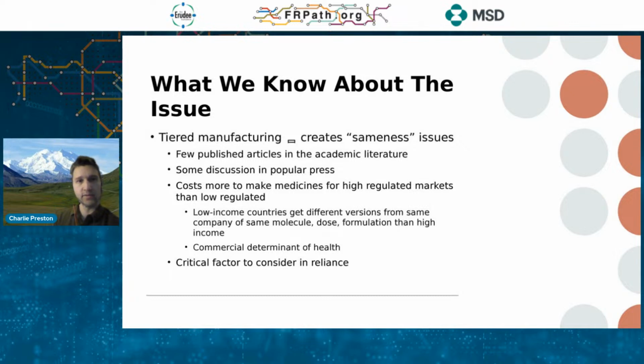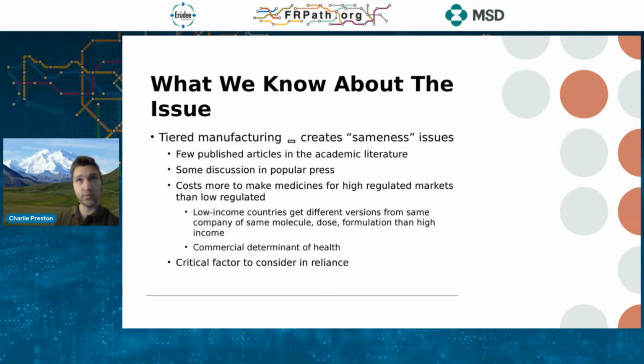But let me just say a couple of other things here. So there is some discussion of tiered manufacturing in the popular press, and that's important to recognize. And we're aware of some data that is pretty interesting in the context of tiered manufacturing. That is that it costs more to make a product for a highly regulated market than it does for a less regulated market. And if you understand the economics of it, then it's maybe not surprising that there is this phenomenon of tiered manufacturing, and that what you tend to see happen is low income countries get a different version than the highly regulated markets in high income countries.